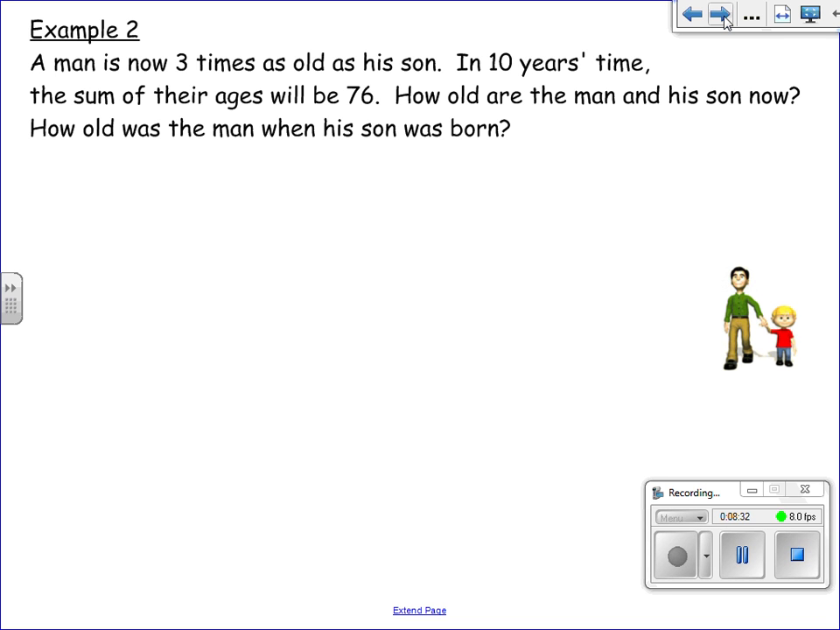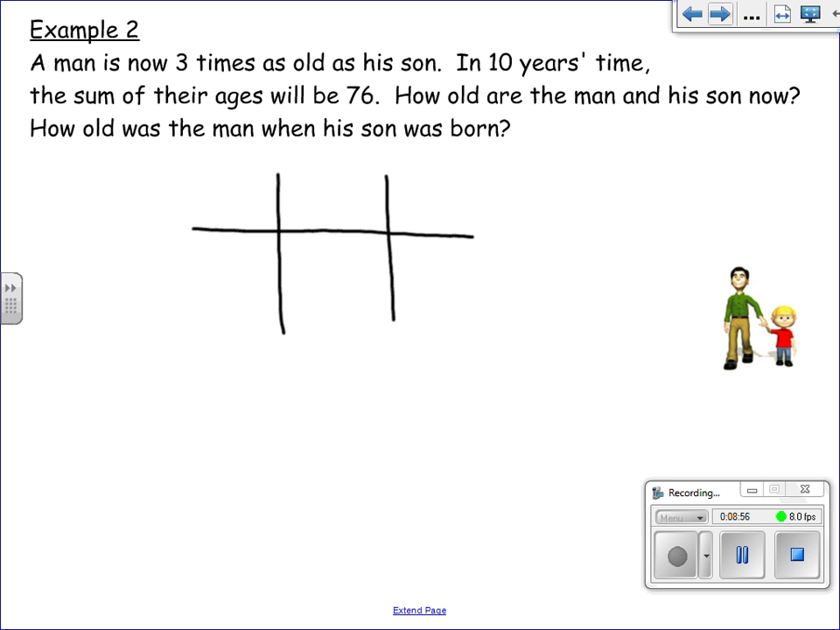Okay, there's a couple questions in there. We got people, we got ages. Let's make a chart. Yes, Melissa? Earlier, kids were saying that the father was 3 when the child was 1. That's ridiculous, isn't it? Let's have the math show them that it's ridiculous.